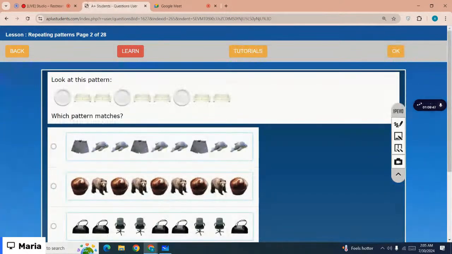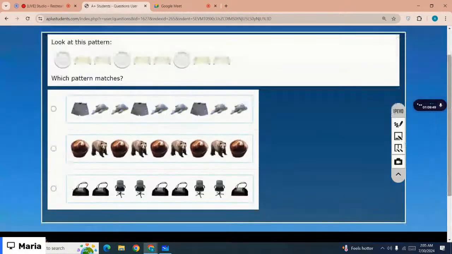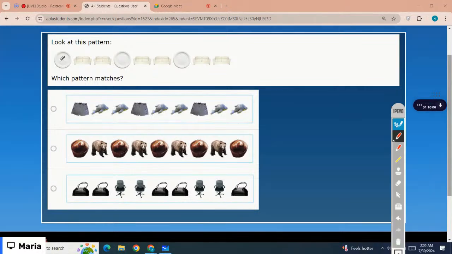Look at this pattern. You have to find a matching pattern now, right? You have a plate and then two sofas, again a plate and then two sofas. So you have to look at the matching, right? So which is the correct option? 1, 2, 3. Which one is the matching pattern?